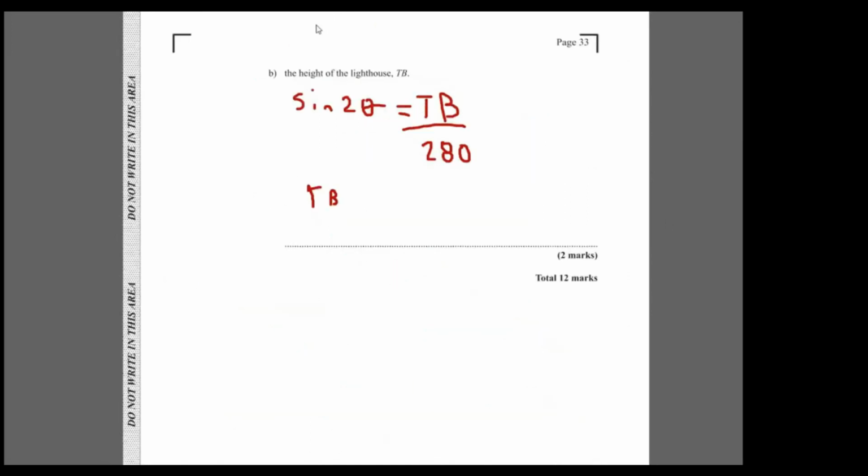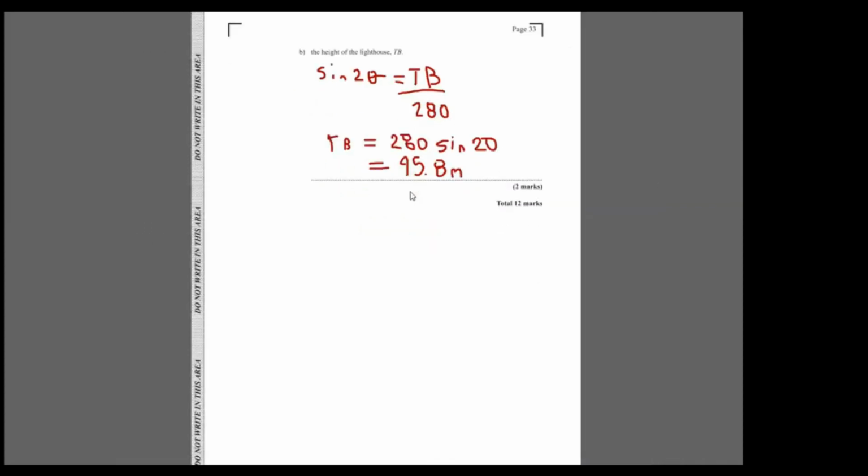When we cross multiply, TB is going to work out to be equal to sine 20 times 280, or some would say 280 sine 20. You work that out and you get the length of TB. So 280 sine 20, I get 95.8 meters. Nice and easy.